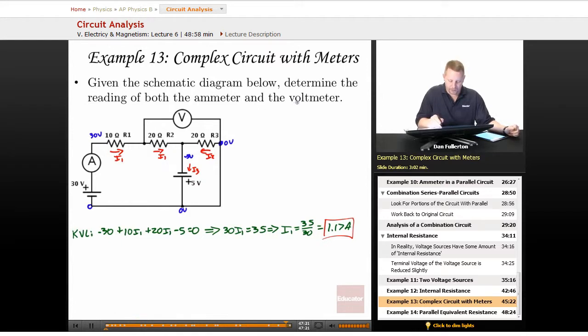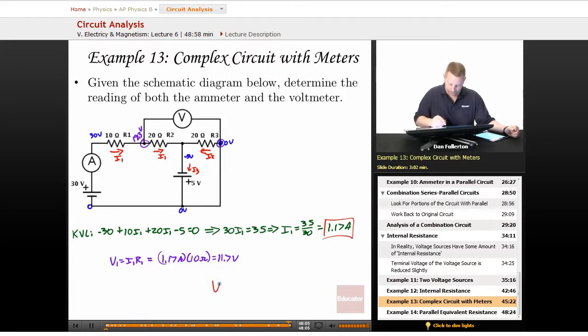All right, let's try and find the reading on the voltmeter. Well, the voltage drop across this R1 is going to be I1 times R1. So V1 equals I1 times R1. That drop then, I1 1.17 amps times R1, 10 ohms, is going to give us a drop of 11.7 volts. If this side is 30 and we drop 11.7, that must mean we have 18.3 volts left over here. And the voltmeter measures the difference from this point to that point. That's how it's attached. The difference between 18.3 and 0 volts is just 18.3 volts.